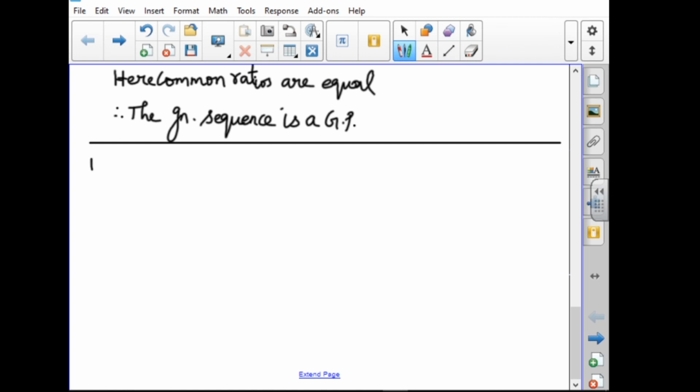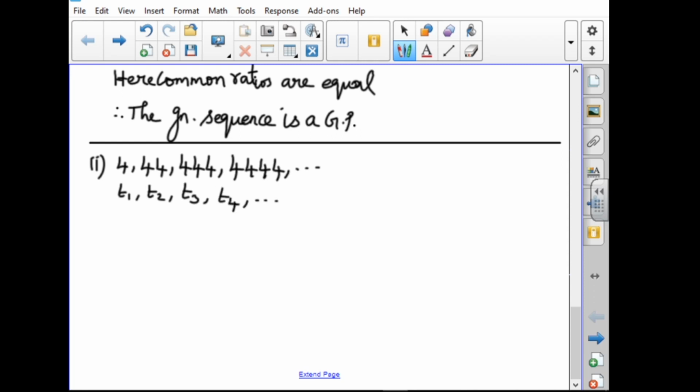Second subdivision: 4, 44, 444, 4444, etc. Take it as T1, T2, T3, T4, etc. Now find the ratio. T2 by T1, that is 44 by 4. The answer will be 11.